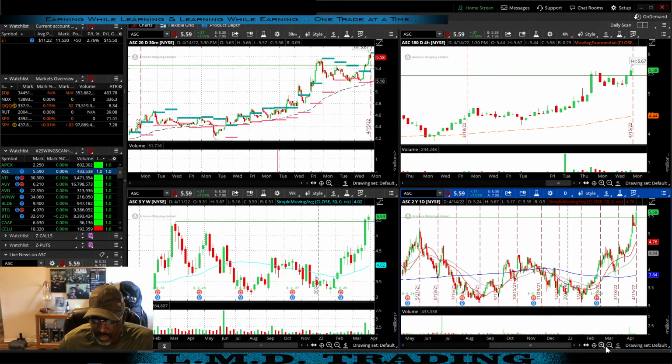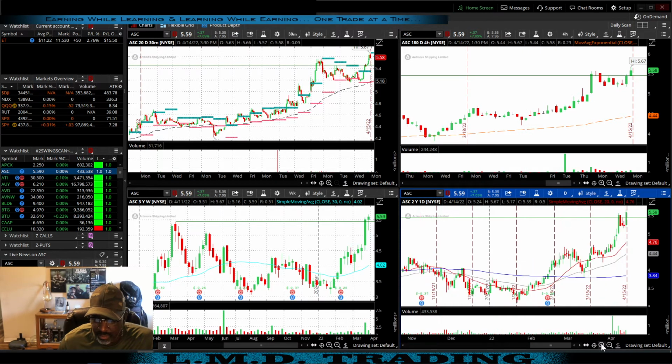So now we're just looking and see, that wasn't really a good pullback. That's a shallow pullback for that move. We would have wanted to see it pull back to about right here. So I think this one will chop around a little more, and then we possibly get a good move out of it. And we just use all of our charts to look at it.